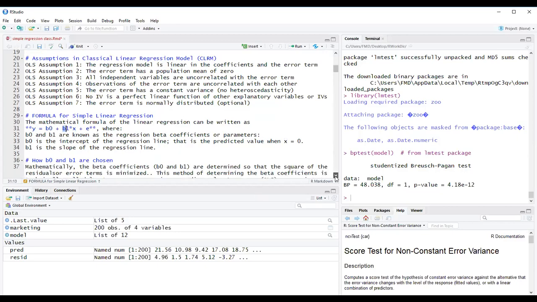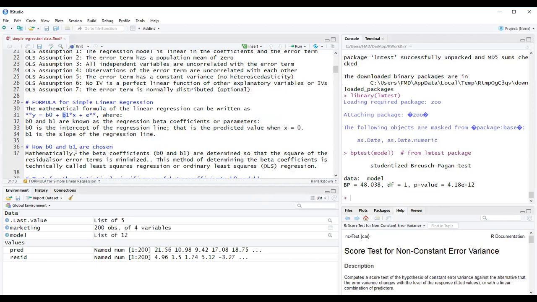Now, how do you compute for b0 and b1? We use a method called least squares regression. It's called least squares regression, or OLS, ordinary least squares.